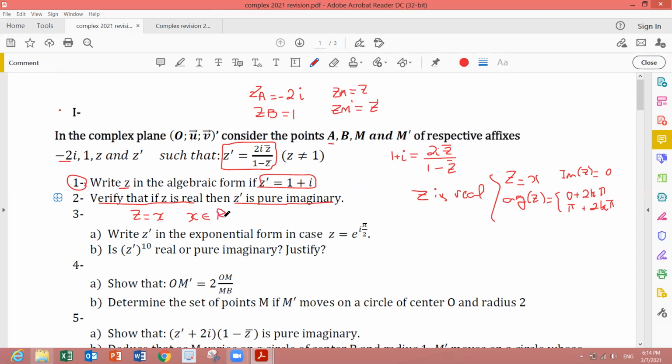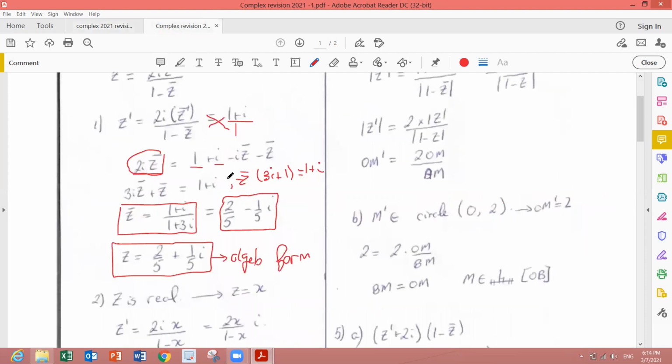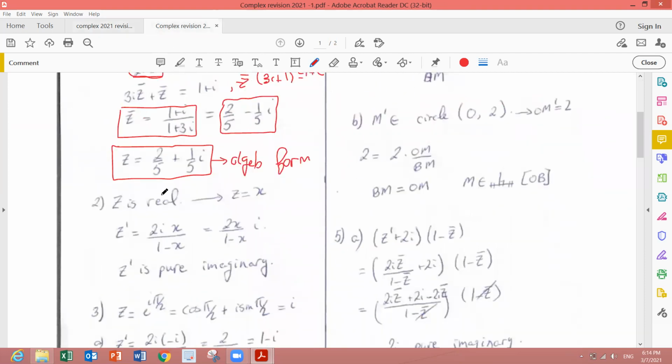x belongs to R. If Z equals x, it means that Z bar equals x, because the conjugate of a real number is itself. So I replace Z bar by x here. Z is real: Z equals x and Z bar is also x.